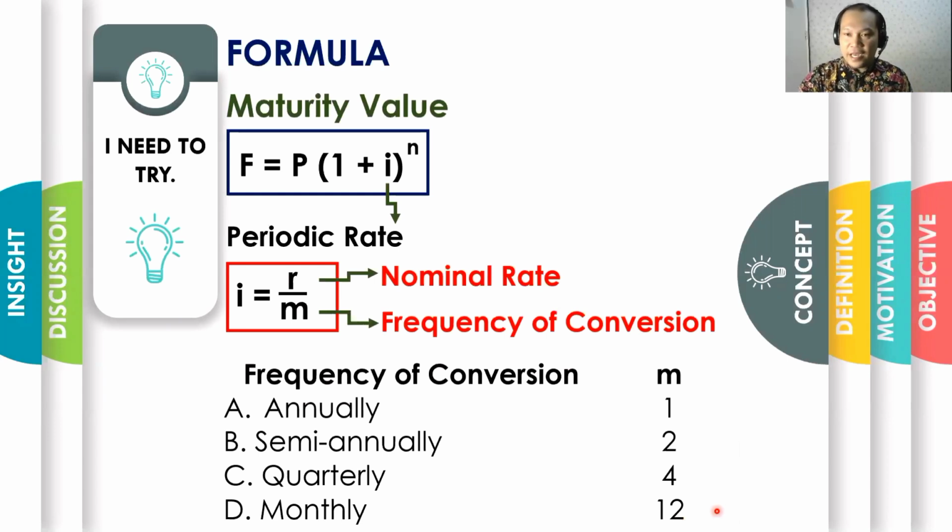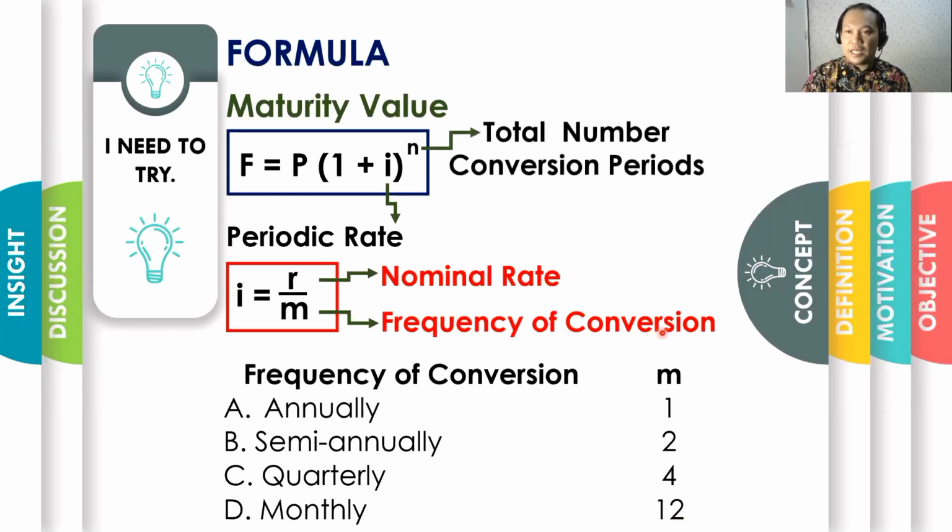Okay, and aside from that, we also have the exponent n. And that is what we call the total number of conversion periods. Meaning to say, in a given time frame, how many times will your money generate interest? It's a frequency, how many times. Okay? Therefore, to find n, we have n is equal to the time multiplied by the conversion.